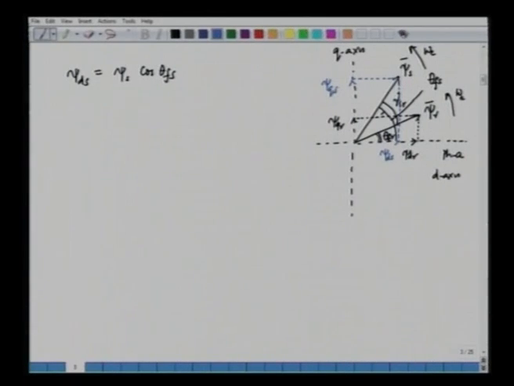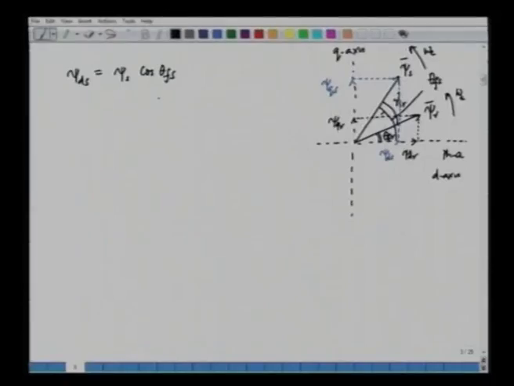So, if I find out what psi ds is, it will be given by psi s into cos of theta fs. That is what I have written here. Similarly, psi qs is equal to psi s into sine of theta fs, this angle theta fs.